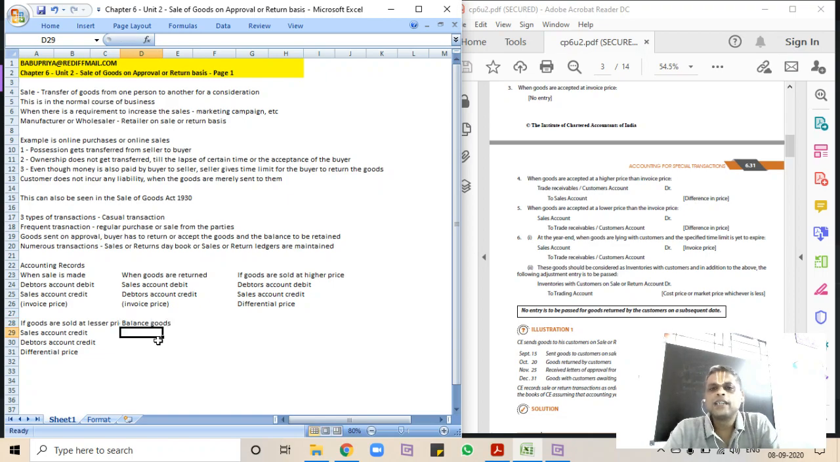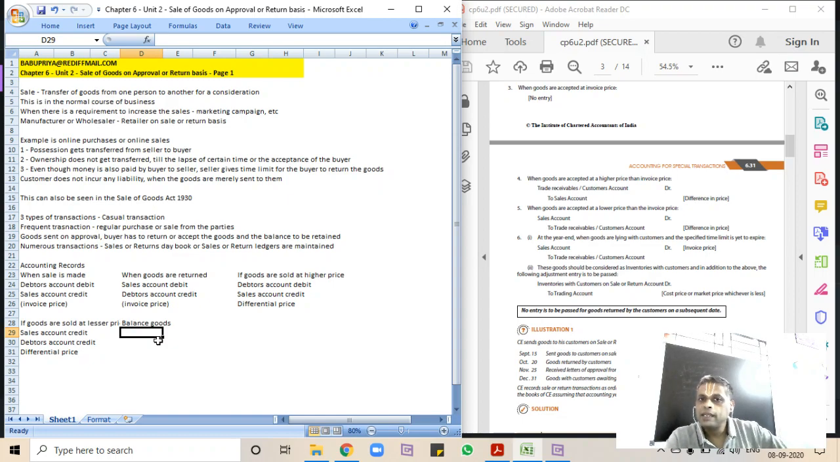In the case of sale or return basis, there are certain time limits. We saw that the buyer can return within the specified time limit or reasonable time limit. What will happen if the goods are sent on sale or return basis at the year end? Let's say the year end is 31st March, and the goods are sent on 30th March, with an option to return, say in a week's time. The buyer will have the option to return.